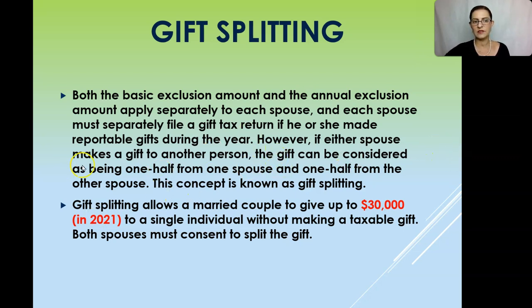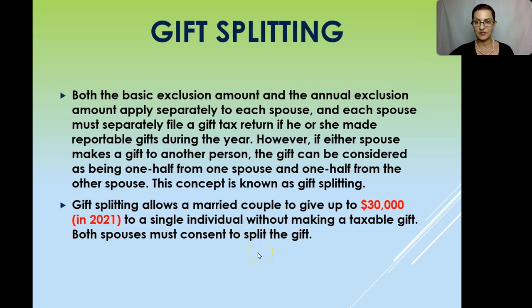However, if either spouse makes a gift to another person, the gift can be considered as being one half from one spouse and one half from the other spouse. This concept is known as gift splitting. Gift splitting allows a married couple to give up to $30,000 in 2021 to a single individual without making a taxable gift. They still need to report it, but it's not a taxable gift. Both spouses must consent to split the gift, though, if they're going to do this. So both spouses have to agree.